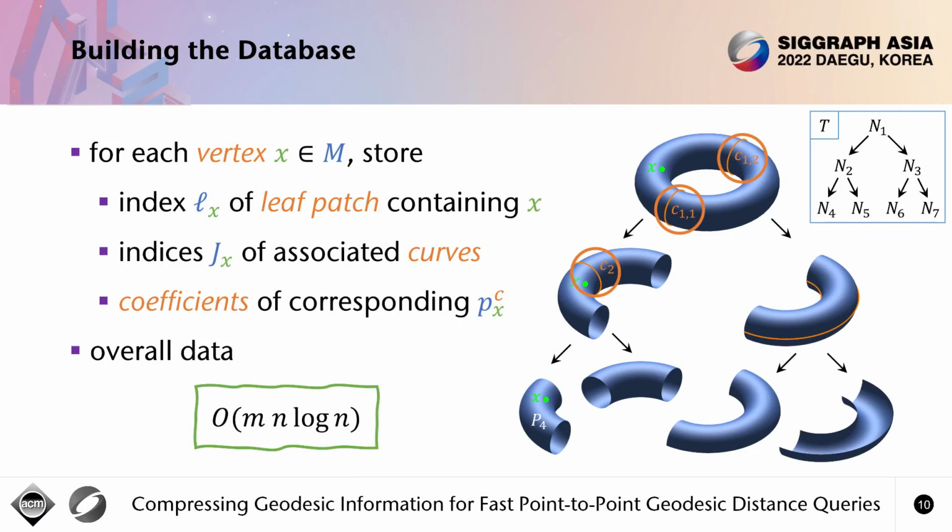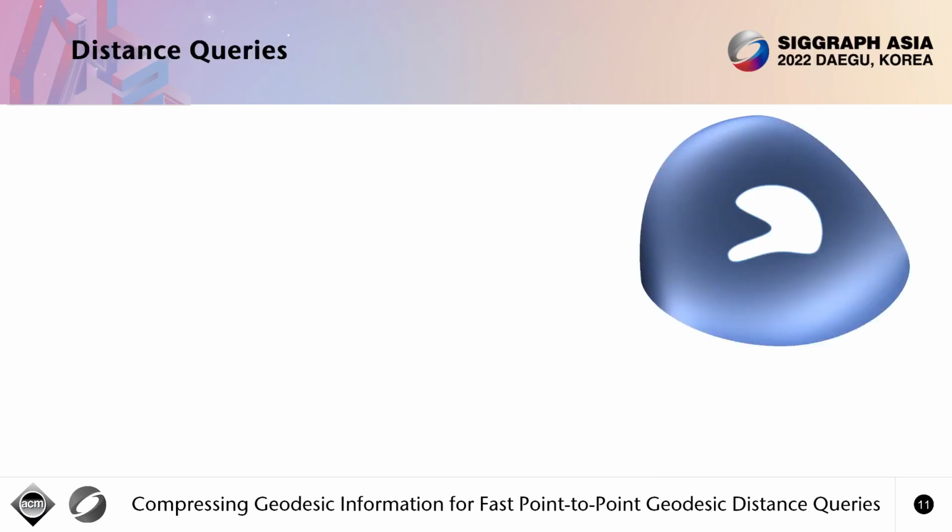And this, of course, creates then an overall database of size O of m n log n, where log n comes from the height of the bisection tree, so that is related to the number of associated curves. The m is the number of coefficients in the approximating polynomials, and n because we have to do it for every vertex. So now let's see how we can use this database to answer distance queries on the fly.